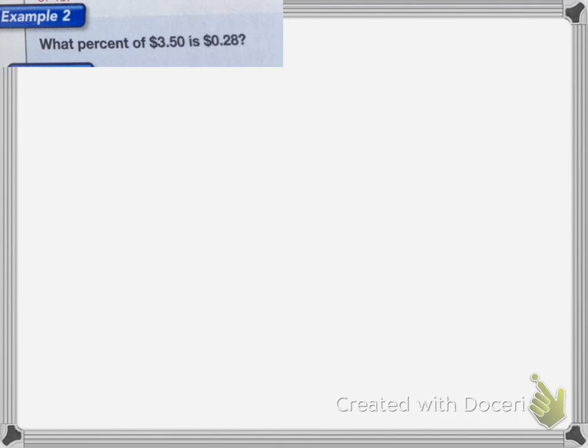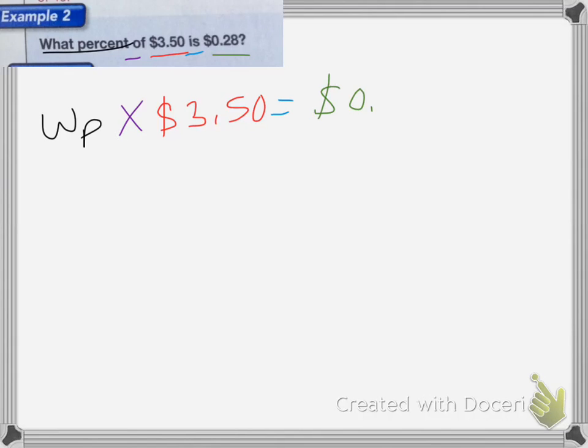Okay, this next one, what percent of $3.50 is 28 cents? So to write it again, what percent of is multiply, $3.50 stays the same, is an equal sign, and then 28 cents. Okay. So first, divide both sides by $3.50.